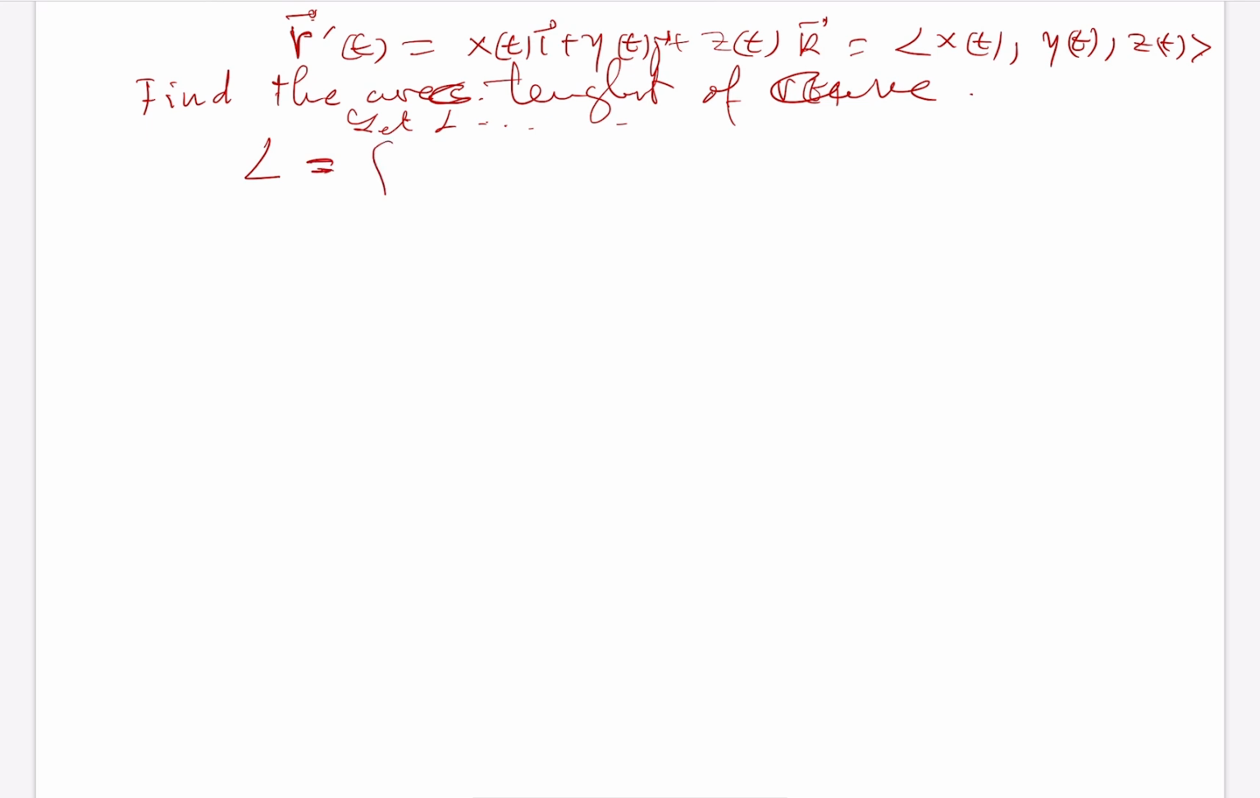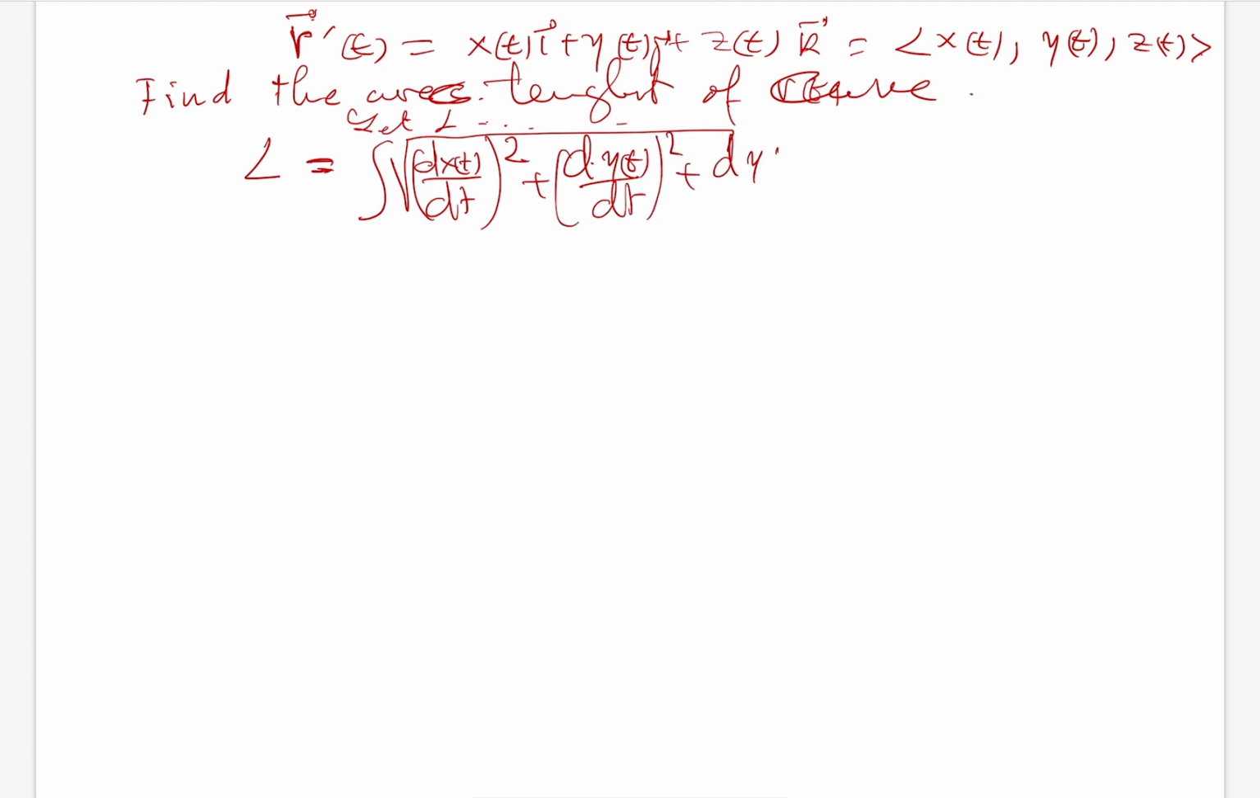The arc length is the integration of the square root of the derivative of x(t) with respect to t, squared, plus the derivative of y(t) with respect to t, squared, plus the derivative of z(t) with respect to t, everything squared. Make sure you put the square root all the way to here, and make sure you put the integration here. That's the way to find the arc length.